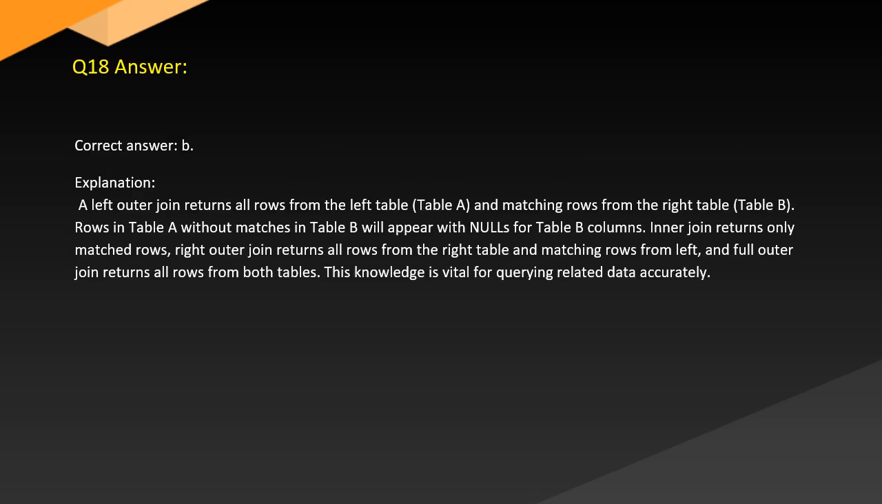Answer. Correct answer: B. Explanation. A left outer join returns all rows from the left table, table A, and matching rows from the right table, table B. Rows in table A without matches in table B will appear with nulls for table B columns. Inner join returns only matched rows. Right outer join returns all rows from the right table and matching rows from the left, and full outer join returns all rows from both tables. This knowledge is vital for querying related data accurately.